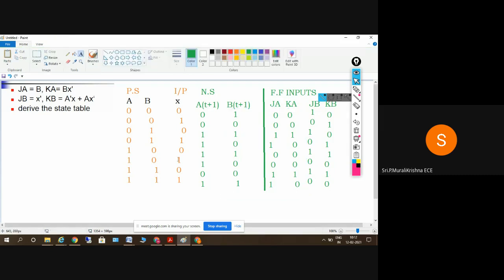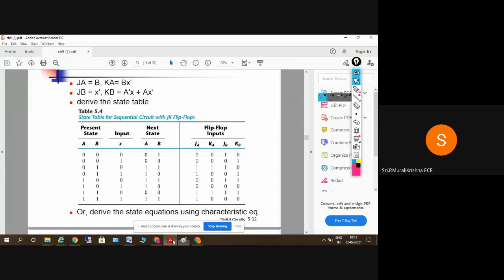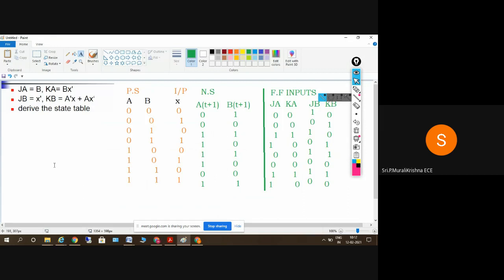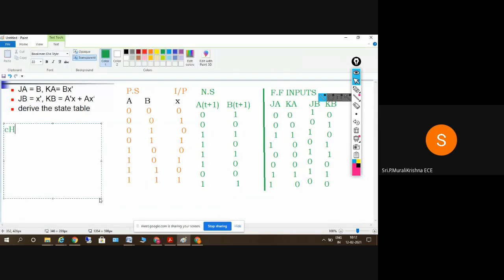So this is one method of finding the state table. You can verify this. With the help of flip-flop inputs, we'll find the next state here. There is another method: with the help of the characteristic equation. That's the second method.